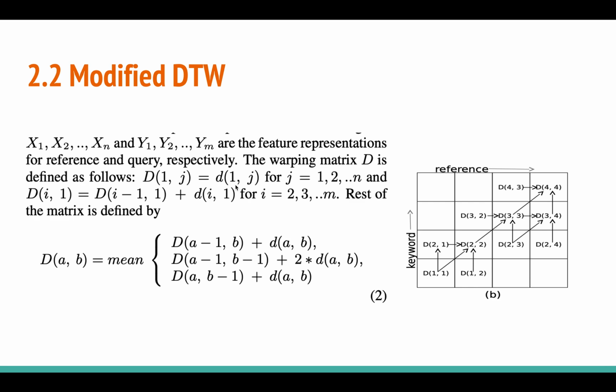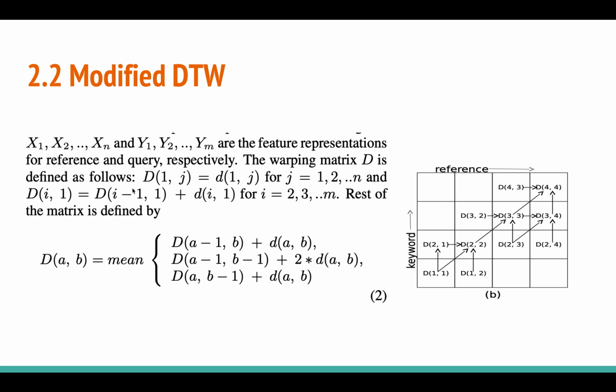This is simply the local distance itself. When I say local distance, you find the distance between x1 and y1. The distance they compute is KL divergence, because these are posteriorgrams, which are basically probability distributions, I mean probability vectors. So you can use KL divergence to find how close the vectors are. So d of 1 comma j is the local distance of each box here that you can construct.